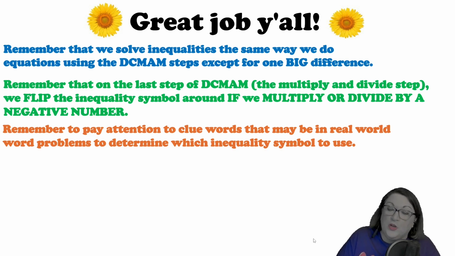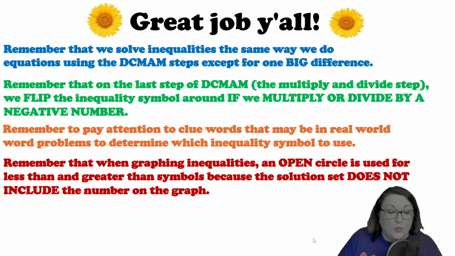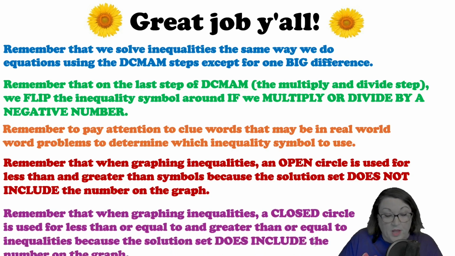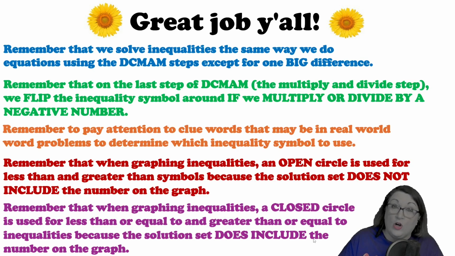Remember to pay attention to clue words that may be in real world word problems to determine which inequality symbol to use. And remember that when graphing inequalities, an open circle is used for less than or greater than symbols because the solution set does not include the number on the graph. A closed circle is used for less than or equal to and greater than or equal to inequalities because the solution set does include the number on the graph.